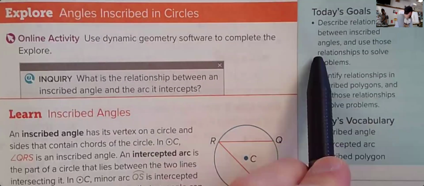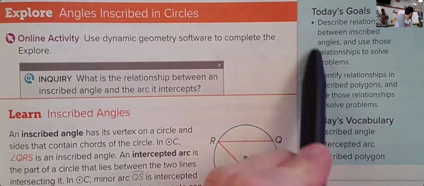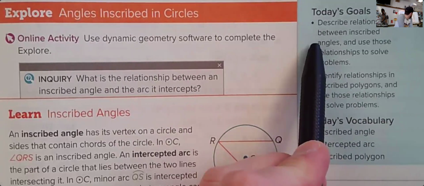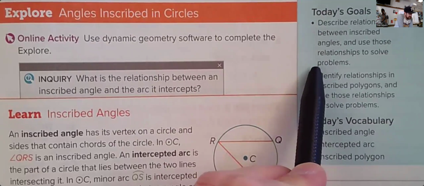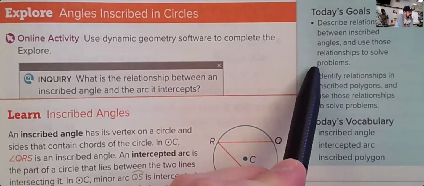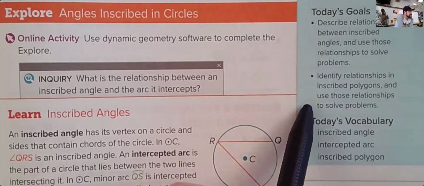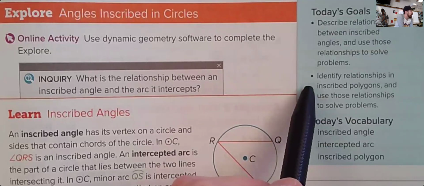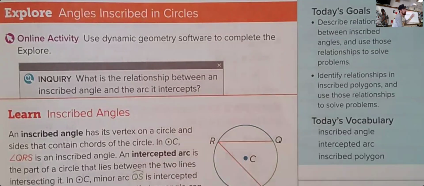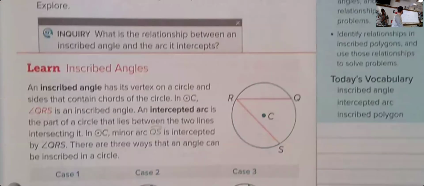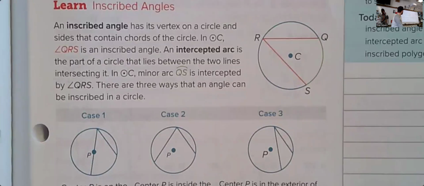Inscribed angles. Today, by the end of the class, we're going to be able to describe relationships between inscribed angles and use those relationships to solve problems. 593. Lesson 10-4. Then we're going to be able to identify relationships in inscribed polygons, because you can draw polygons inside of circles and then use those relationships to solve problems. So this is actually the very first day of this unit last week.